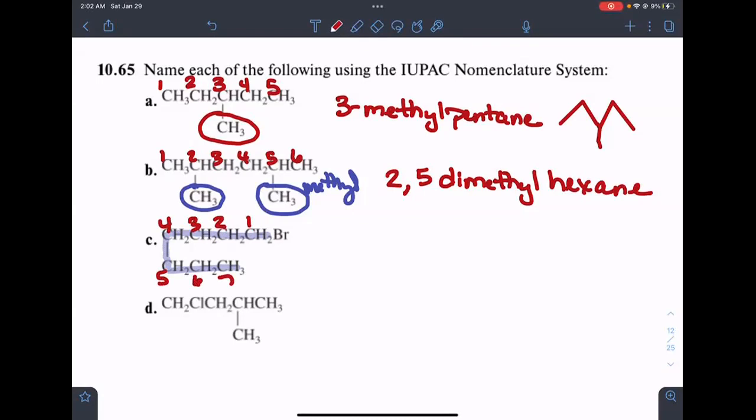Okay. So now I'm going to name it. The bromine here, it's attached to carbon 1. So I call this 1-bromo, right? And then what's 7? Heptane, right?